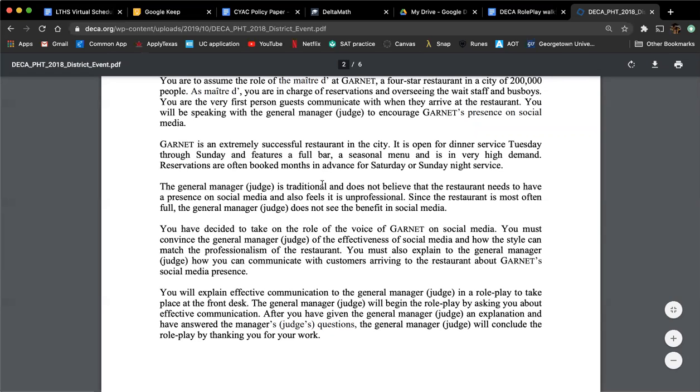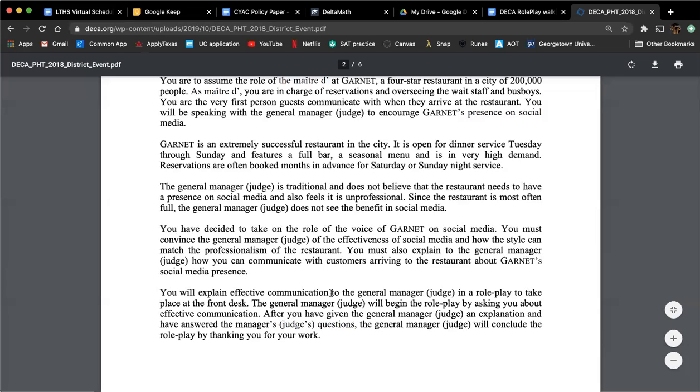The general manager is traditional and does not believe that the restaurant needs to have a presence on social media and also feels that it is unprofessional. Since the restaurant is most often full, the general manager does not see the benefit in social media. You have decided to take on the role of the voice of Garnet on social media. You must convince the general manager of the effectiveness of social media and how style can match the professionalism of the restaurant. You must also explain to the general manager how you can communicate with customers arriving to the restaurant about Garnet's social media presence.